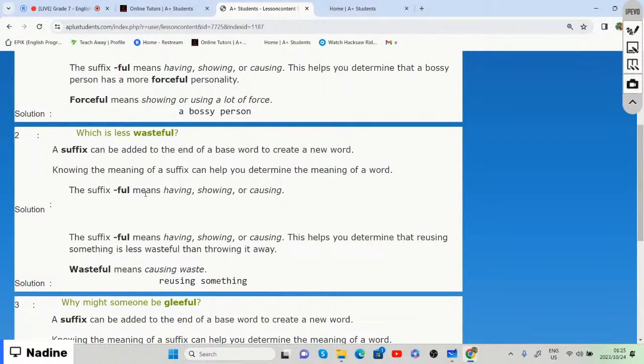So we say the suffix full means having, showing, or causing. And this helps you determine that reusing something is less wasteful than throwing it away. So it's like recycling something, reusing something. It is less wasteful than just throwing something away. And we said wasteful means causing waste.